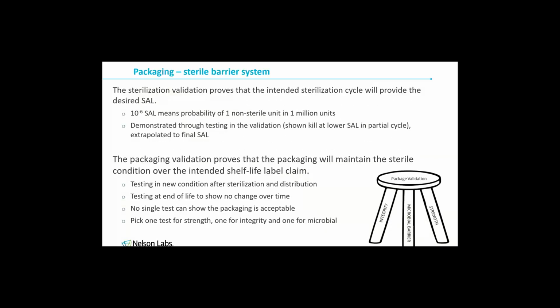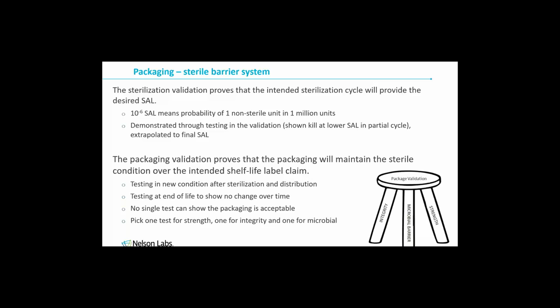All right, so as Bryce is saying, we've got our sterilization validation. That's going to prove that whatever sterilization cycle that we're using is going to provide that desired SAL of 10 to the minus 6. But as soon as you bring it out of a sterilization chamber, it's not going to remain sterile unless you have some kind of a protective barrier, and that is where packaging comes in.